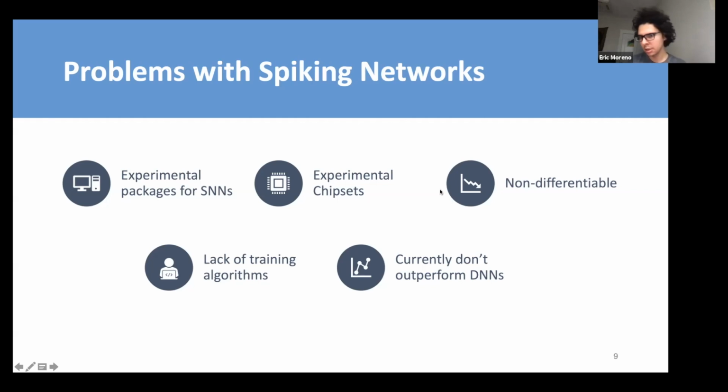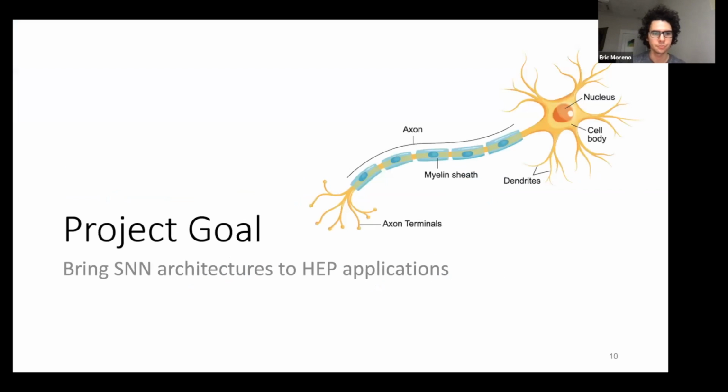Of course, these spiking neural networks are non-differentiable because you can't take the derivative of a delta function, and so there's a lack of training algorithms. But this is definitely being improved upon, and there are some assumptions that you can make to train your spiking neural networks. And they currently don't outperform DNNs completely, but there are some regimes where they are outperforming recurrent architectures.